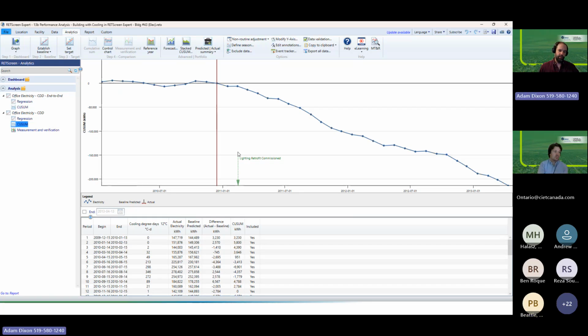Okay, yeah. So I do understand. There's a few things you can do. You can use this event log to do that. You can also, within this graph, add notes. There's edit annotations here, so I can add little notes to my graph.